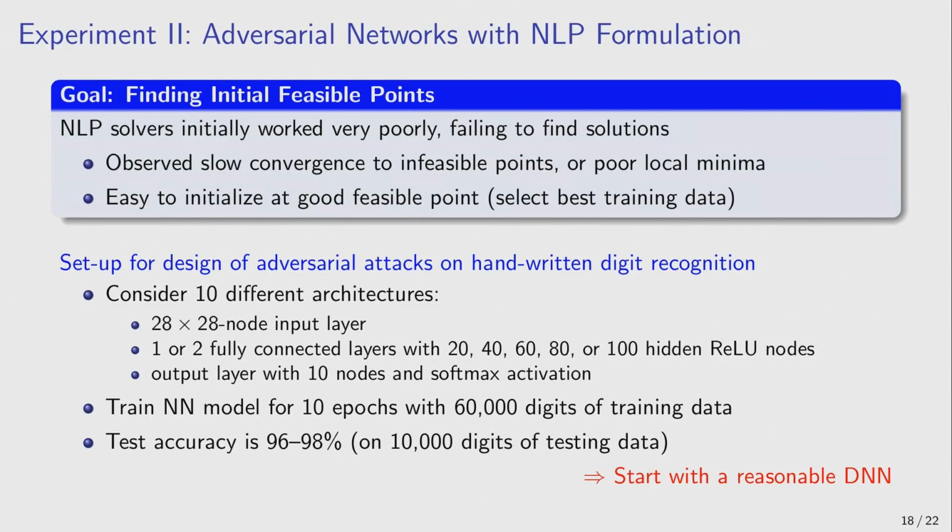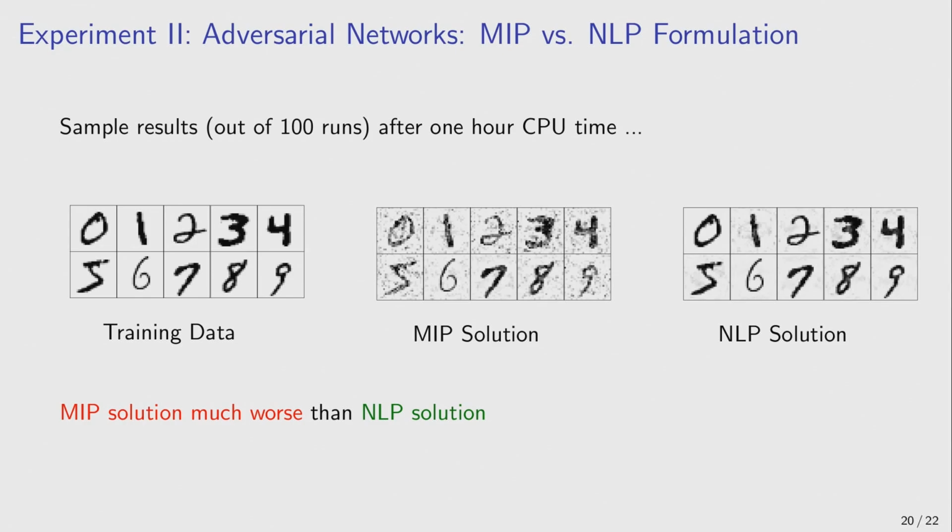Okay, one of the things that was important is finding good initial feasible points. So we worked a little bit on that. And this is sort of the second example, looking at adversarial networks with NLP formulation. I'm not going to go through the details here. I wanted to just show you some results.